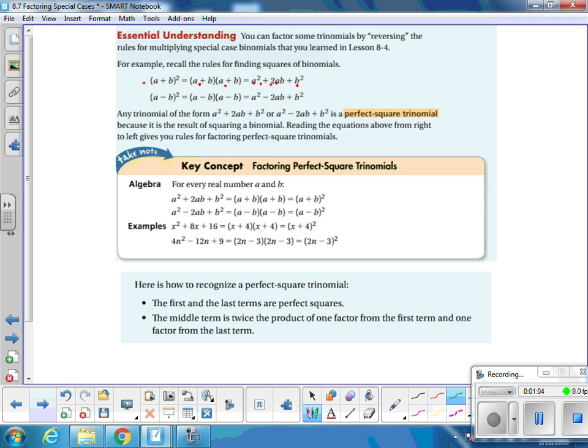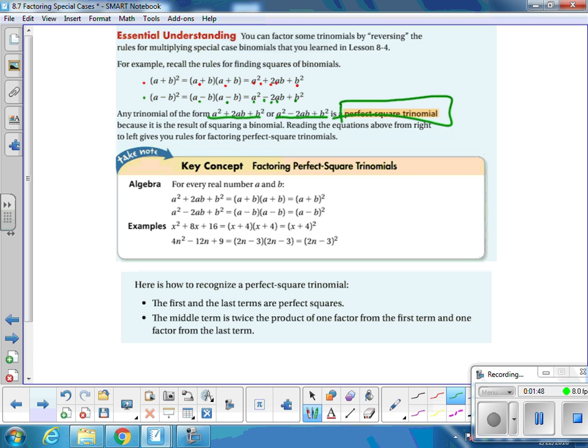It also plays out for a minus b squared, the difference of binomials. So a minus b times a minus b, and when we FOIL that we get a squared minus double the product of a times b, plus b squared. Any trinomial in the form a squared plus 2ab plus b squared, or the other one, a squared minus 2ab plus b squared, is a perfect square trinomial. So any trinomial in those forms is called a perfect square trinomial because it is the result of squaring a binomial. Reading the equations above from right to left gives you rules for factoring perfect square trinomials.